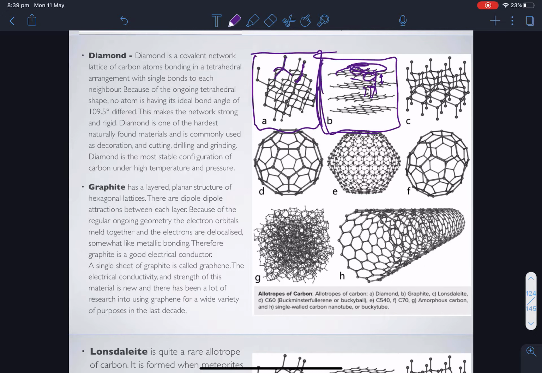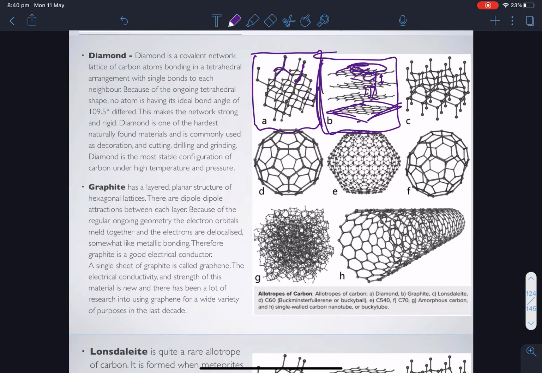You can also get one of these layers by themselves. Only recently, in the last 20 years, I guess, people have been able to do this. A single sheet of this is called graphene, and it's been, in the last 10 years, some kind of wonder material that a lot of people have been doing research into, making into different things, because it conducts electricity and it's very thin and very strong. So people are trying to use it for all different types of purposes.